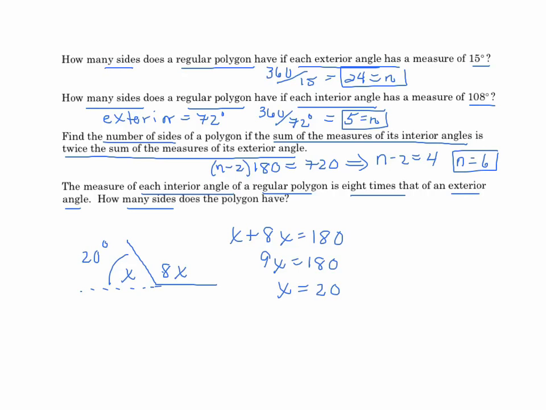What they want to know is how many sides does the polygon have? Well, if one exterior angle is 20 degrees, I can figure out how many sides there are by taking 360 degrees, which is the sum of all the exterior angles, and dividing by 20 degrees, and I get n is 18. So this must be an 18-sided shape. And that's it.